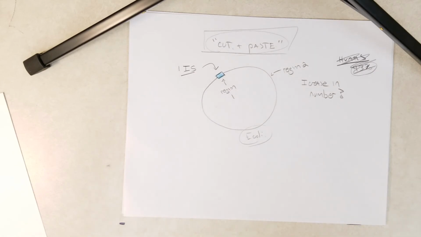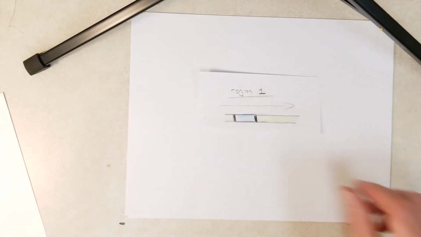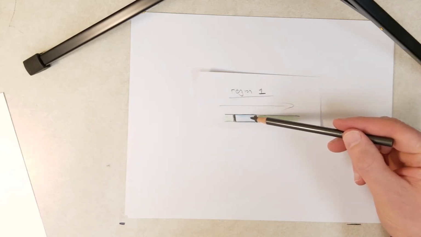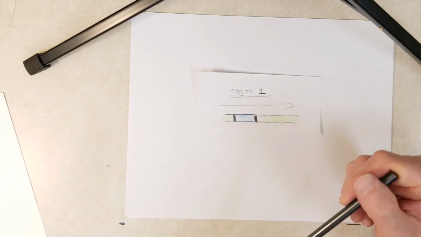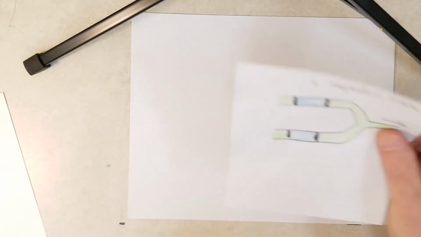I just want to go over one possible mechanism. I like this one. I think it's a pretty easy mechanism to understand, to explain how a cut and paste transposable element can move to a new location. So let's go with something like this. Here is the IS element in region 1. Let's assume it's happy here, just doing whatever it does before it moves.